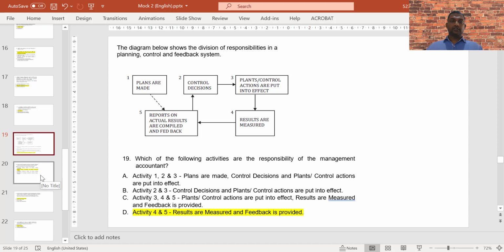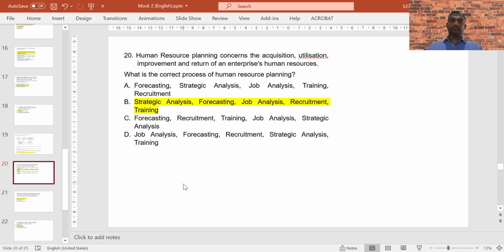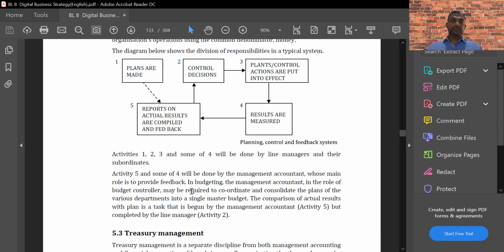Right. Let's move to question number 20. Human resource planning concerns the acquisition, utilization, improvement and return of an enterprise's human resources. What is the correct process of human resource planning? So let's look at how this is explained in the textbook.